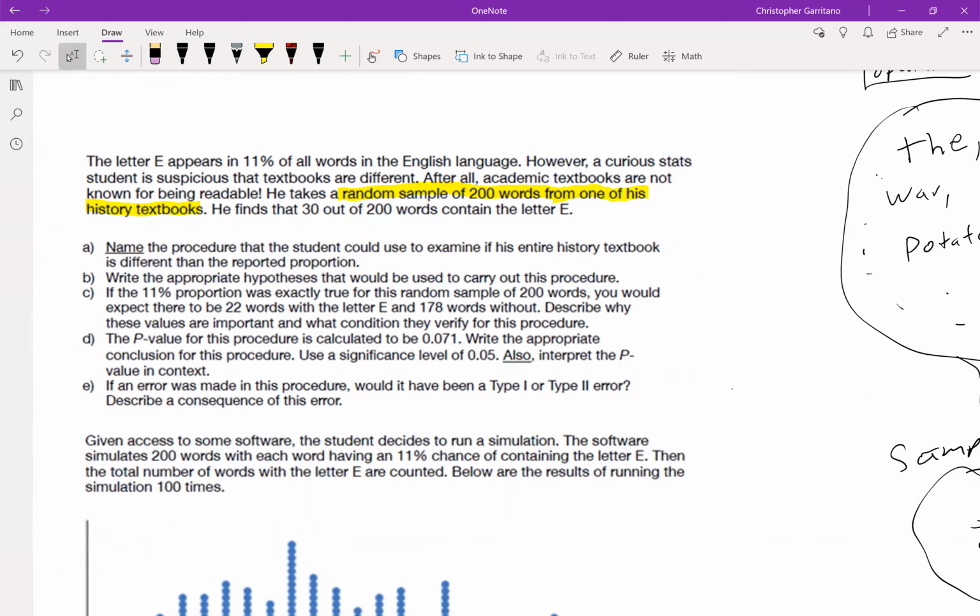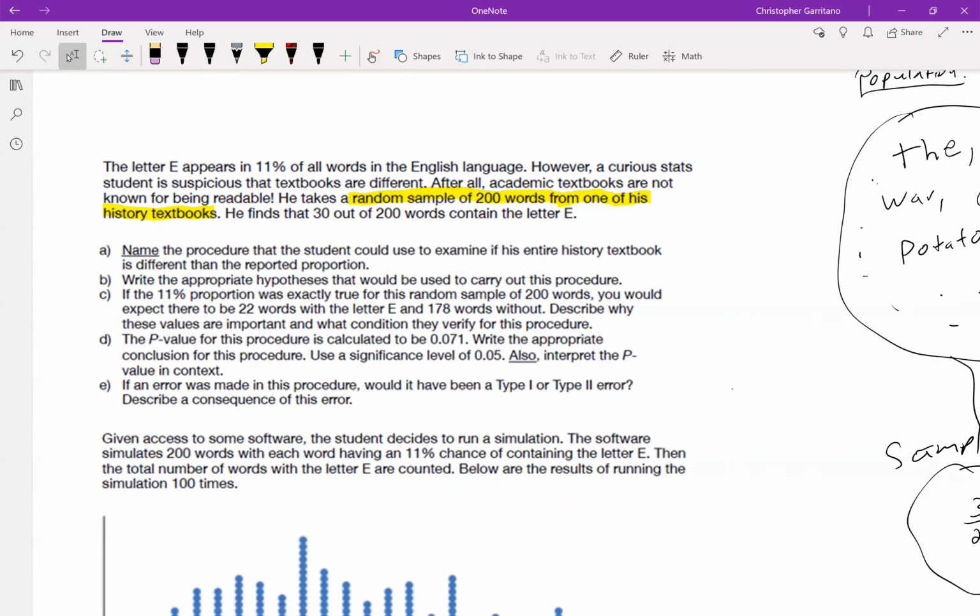Part C: if the 11% proportion was exactly true for this random sample of 200 words, you would expect there to be 22 words with the letter E and 178 words without. Describe why these values are important and what condition they verify for this procedure. So this is referring to the success failure condition.